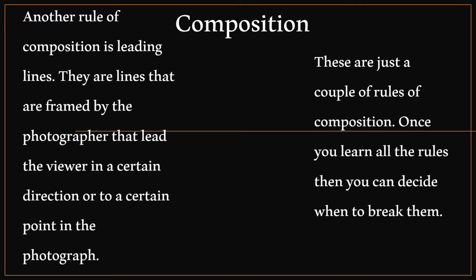Another rule of composition is leading lines. They are lines that are framed by the photographer that lead the viewer in a certain direction or to a certain point in the photograph. These are just a couple of rules of composition. Once you learn all the rules, then you can decide when to break them.